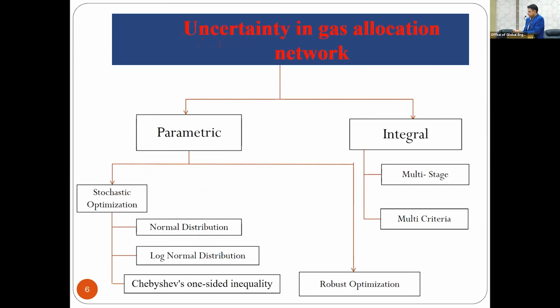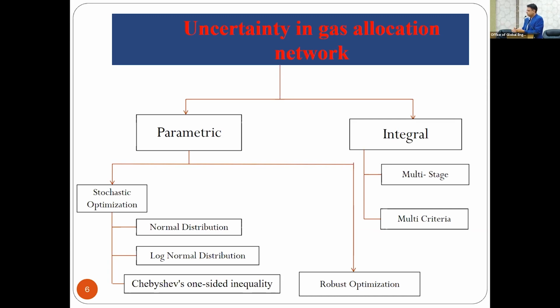This is a slide I have put here for showing the uncertainty. The two kinds of uncertainty we see: one is parametric and the other is integral. So how can we deal with these uncertainties? One approach is stochastic. In stochastic we need the distribution. The distribution may be normal, log normal, or Chebyshev one-sided inequality, or any other distribution. The other is the approach of robust optimization, where we actually immunize our system from such kinds of uncertainty. How much we want to immunize, we put in there.